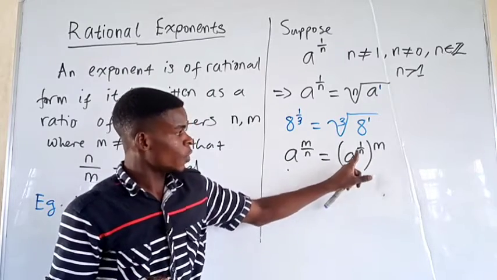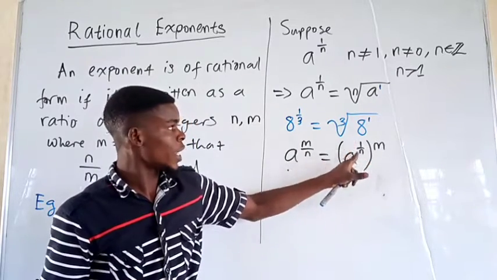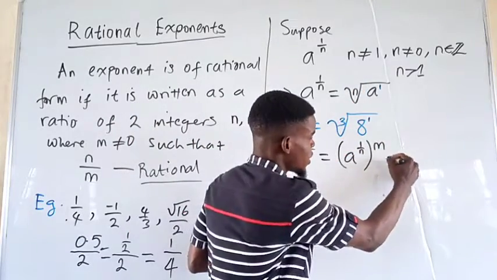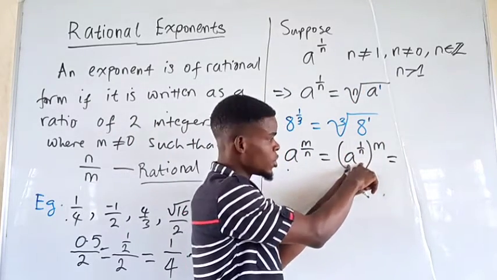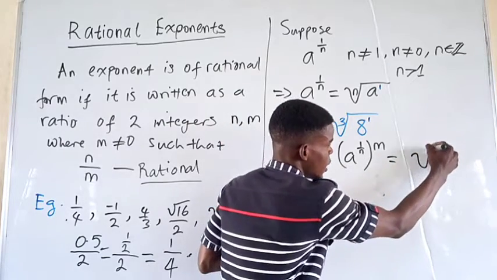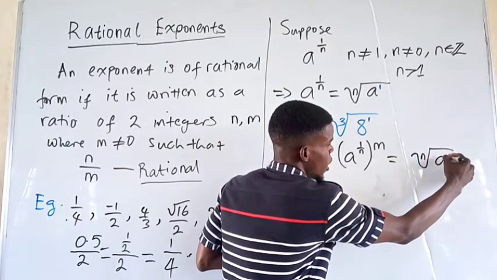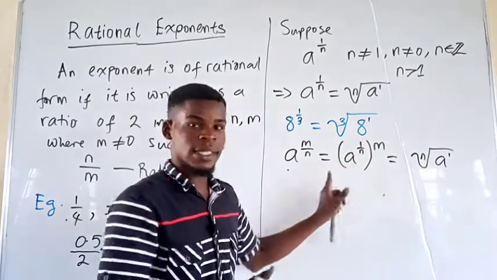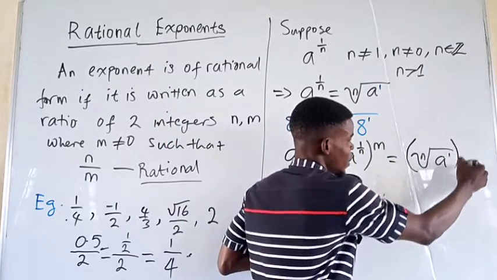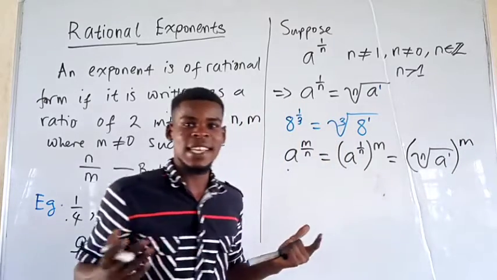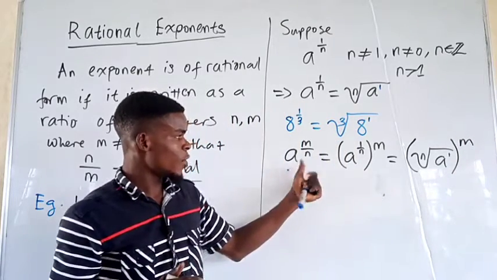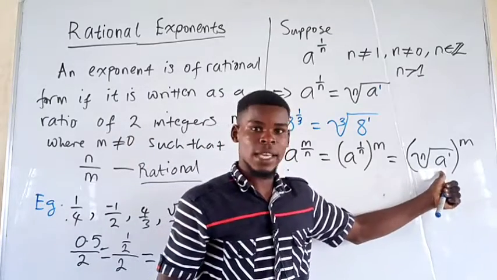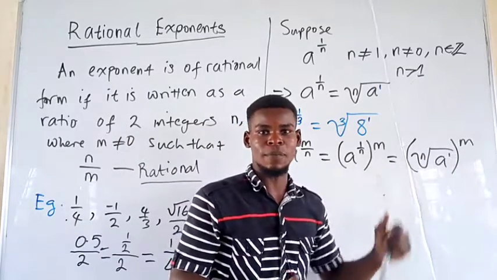So we know that a raised to the power of 1 over n is equal to the nth root of a. So I will rewrite this: the expression in this bracket can be written as the nth root of a raised to the power 1, and we raise it to power m. So that is what we are saying. That when we have a raised to the power of m over n, it is the same thing as the nth root of a, all raised to the power m.